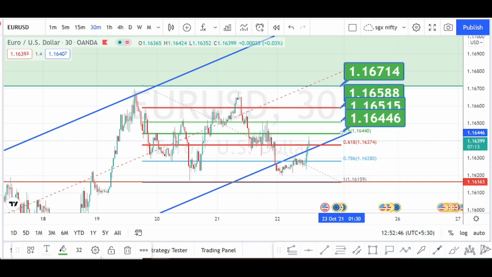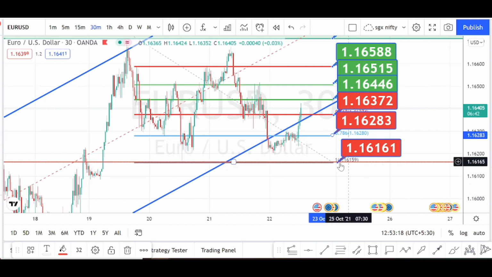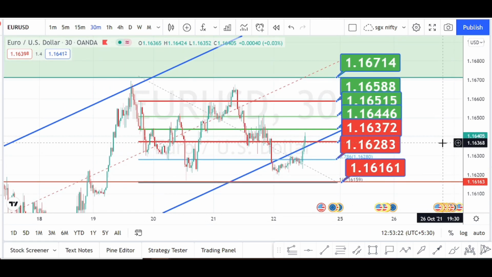And supports are going to be, this is going to be the first support. The next support is going to be over here. And the final support is here. So since this is a range bound market, let us wait and see which way the market moves, based on which we can analyze the new trading targets for tomorrow.